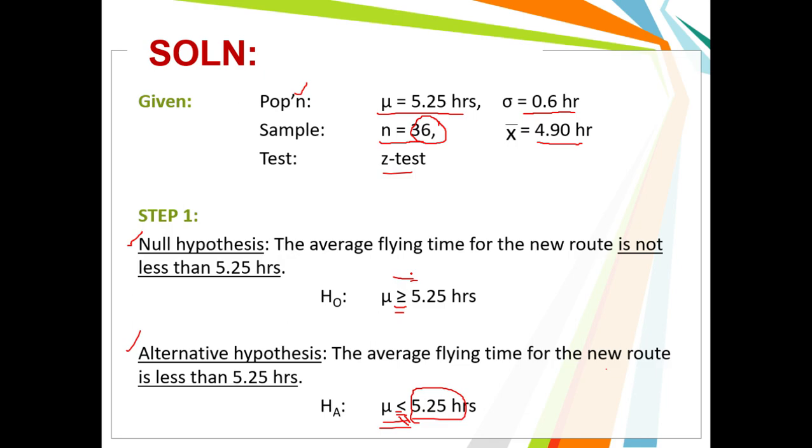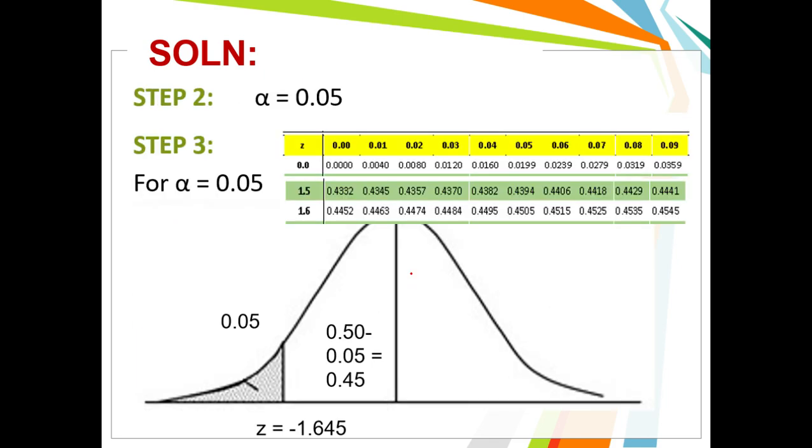Okay, step 1, that is state the hypothesis. Step 2, state the level of significance from the problem, 0.05, yung binigay na level of significance. Step 3 is to draw the critical region. So, draw ulit tayo ng curve. Okay? So, sa problem, ating alternative is less.